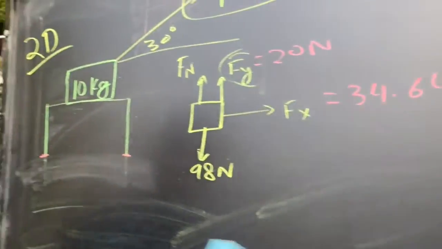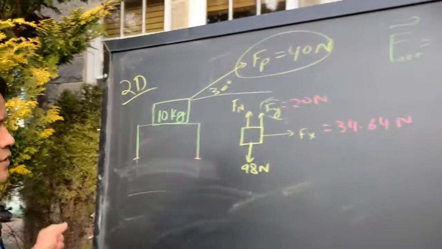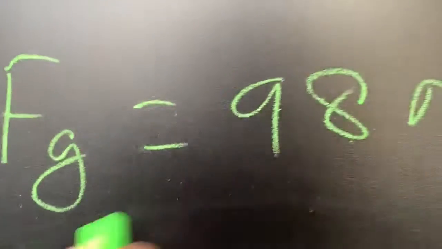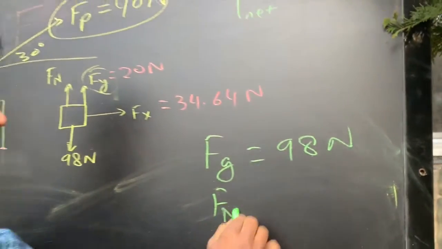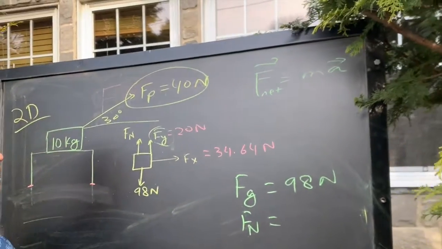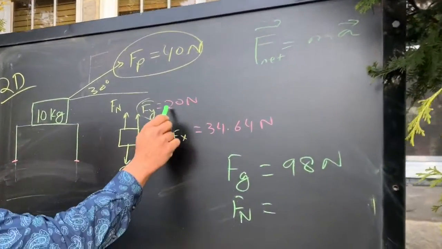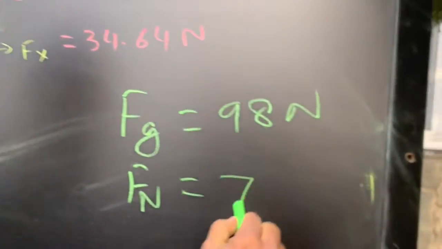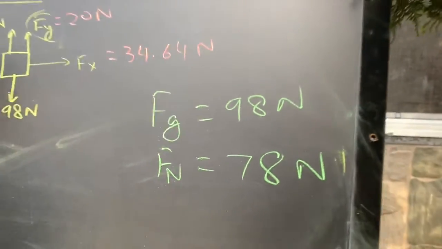Now we can find the normal force. We know that the weight of the box is 98 Newton, and the normal force is, of course, 98 Newton minus 20 Newton, so 78 Newton is the normal force.